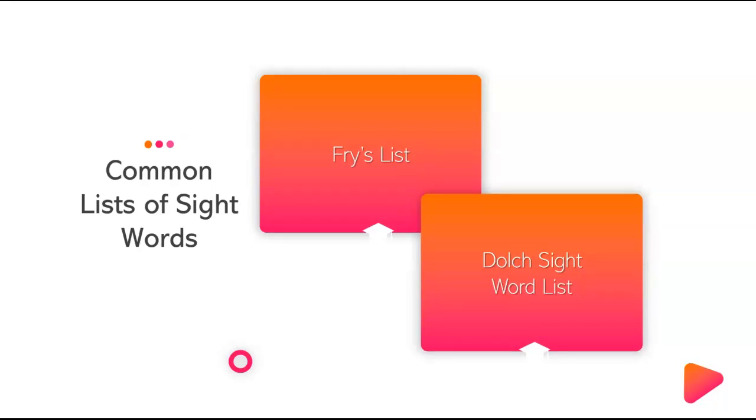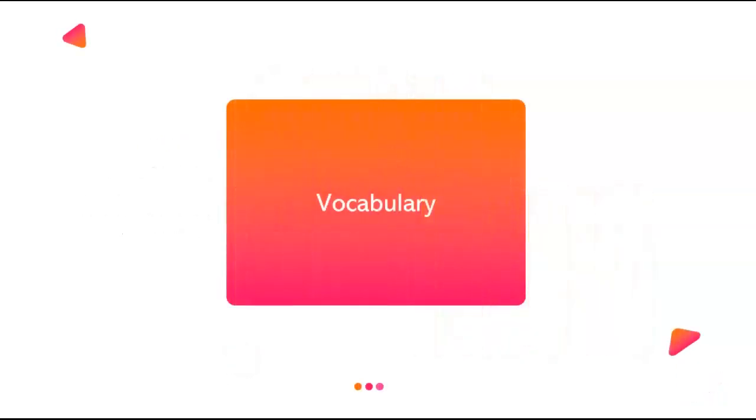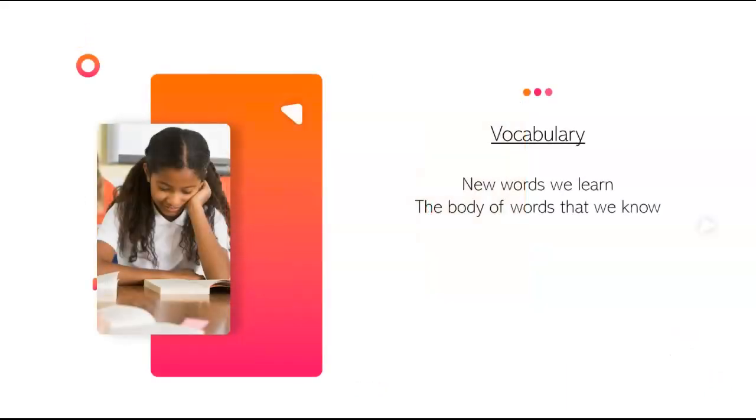Next, we have vocabulary. When we talk about vocabulary, we're talking about new words that children should learn. They're usually given a list of vocabulary words at school, which they need to define, and then write a sentence using each word. In the larger picture, when we talk about vocabulary, we're talking about the body of words that we know. So typically an older child is going to have a larger vocabulary than a younger one.